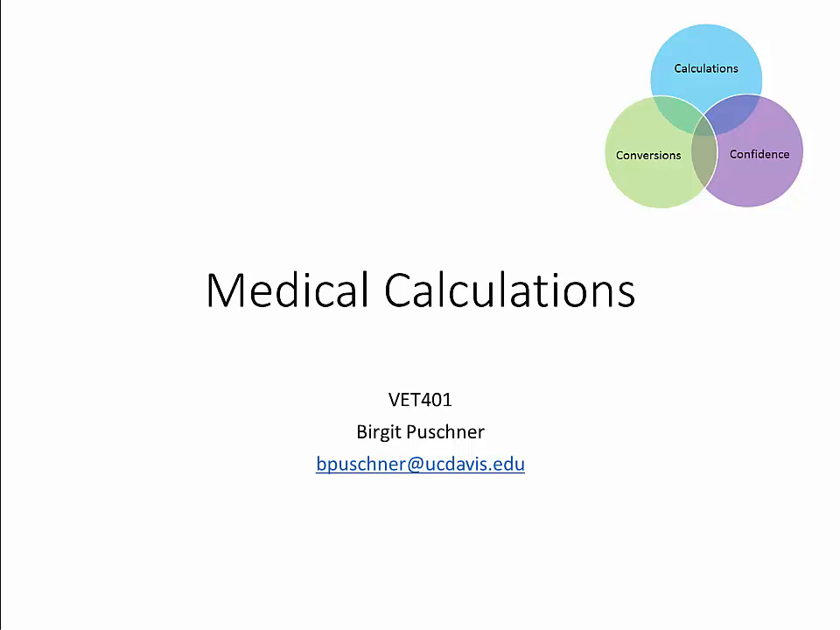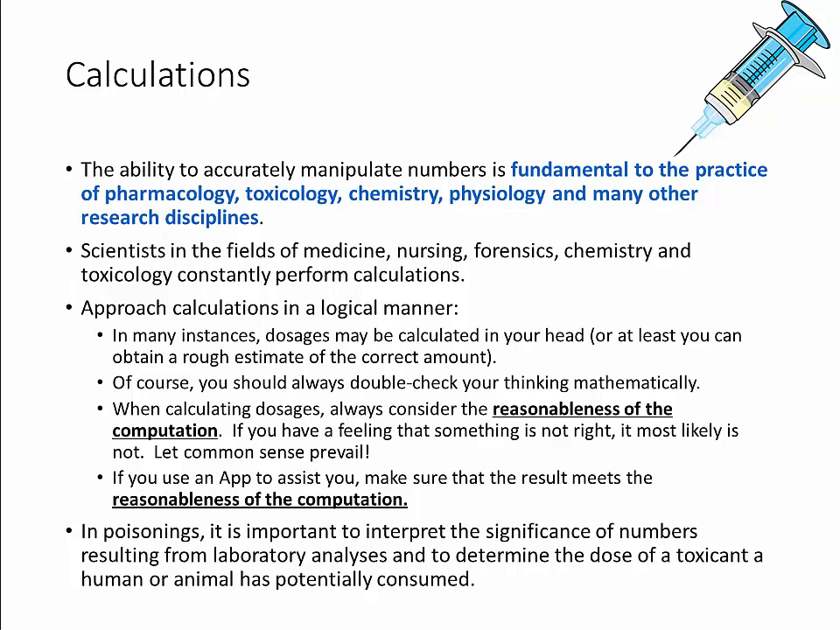The ability to accurately manipulate numbers is fundamental to the practice of pharmacology, toxicology, chemistry, physiology, and many other research disciplines. Scientists in the fields of medicine, nursing, forensics, chemistry, and toxicology constantly perform calculations. If you approach drug calculations in a logical manner, many errors can be avoided.